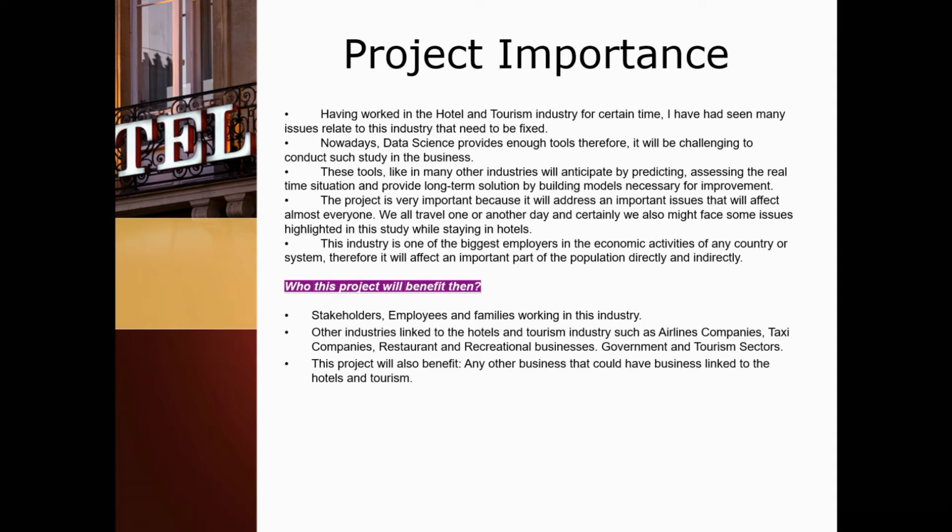Another important aspect of this study is that the hotel and tourism industry is one of the biggest employers in many countries around the world, not only here. We, as employees, and indirectly our families, are all concerned. The project is very important because many other businesses linked to the hotel and tourism industries could benefit from it, such as airline companies, taxis and other forms of transportation businesses, restaurants and clubs, and the government that needs to boost its tourism industry as a source of income. All these are important for them.